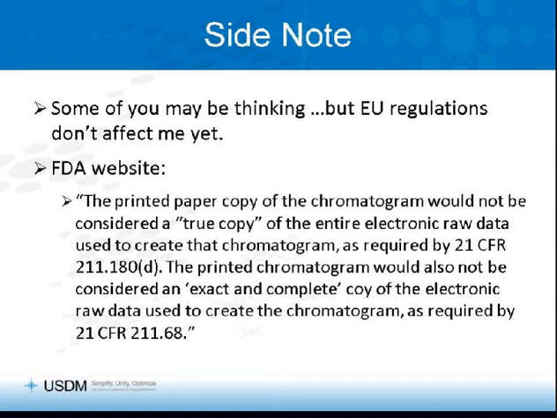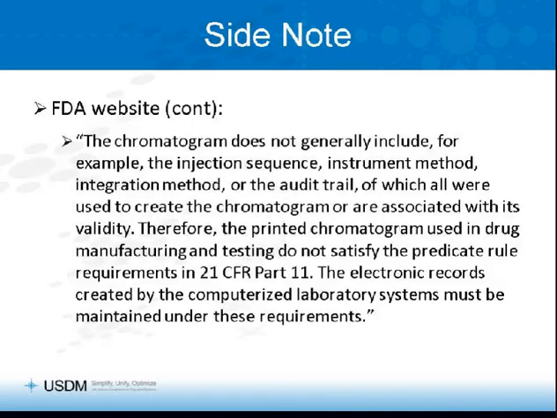If you look on the FDA website, this is in reference to lab systems, to chromatography data systems, but it applies across the board. There is a statement that says a printed paper copy is not considered a true copy of an entire electronic raw data used to create a chromatogram as required by the predicate rule. So you might want to check that out on the FDA website, because it's really basically saying the same thing that we said under Annex 11, that no longer can you say a paper record is an adequate representation of the raw data of the system, and you still are going to have to validate your computer system and maintain the integrity and maintain the electronic records generated to produce that paper record.